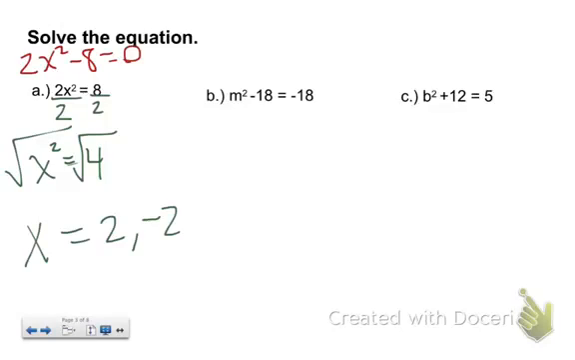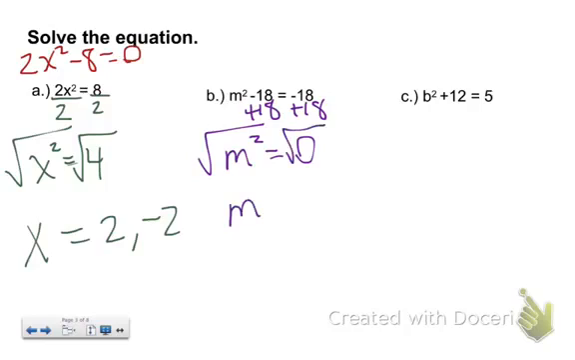Alright, for the next one, again, to get m squared by itself, so that I can take a square root, I'm going to add 18 to both sides. But negative 18 plus 18 is just 0. Well, I can still take the square root of 0. It's just 0. So that will work. That just tells me that I have a quadratic equation that goes through the origin at 0.